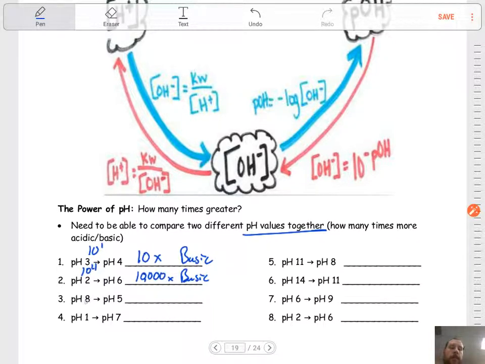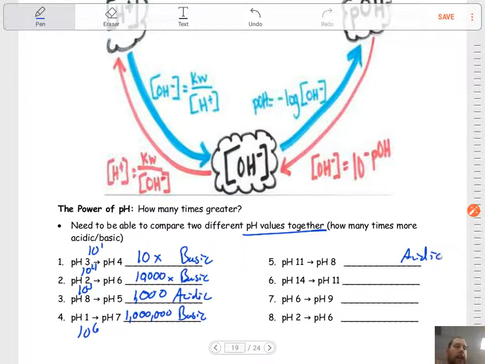So 8 to 5, that's going to be acidic. That's 10 to the 3rd, which is 1,000 when you do that math. This is 1,000 times. It's becoming 1,000 times more acidic. All right, so this next one is going to be basic because we're increasing our pH. This is 10 to the 6th power, and when you write that out, it is, hold on, 1, 2, 3, it's 1 million times more basic.